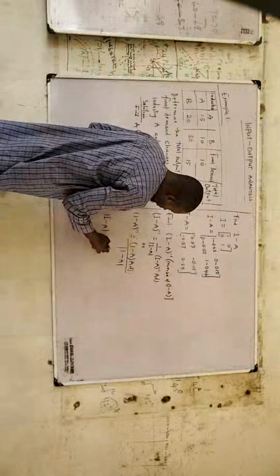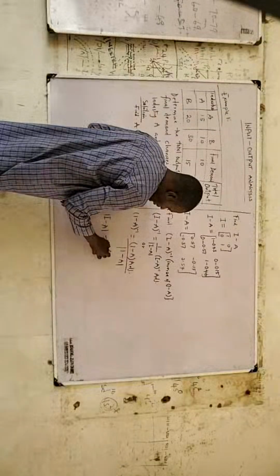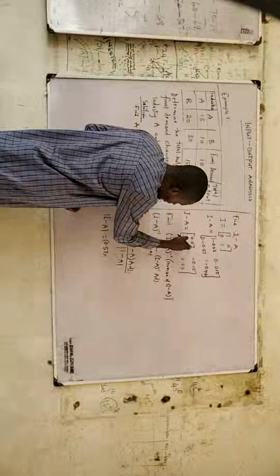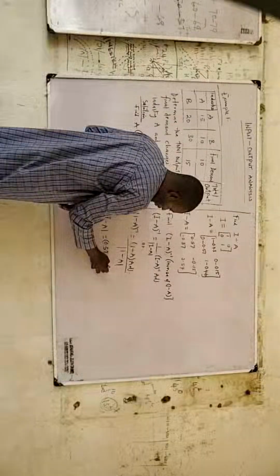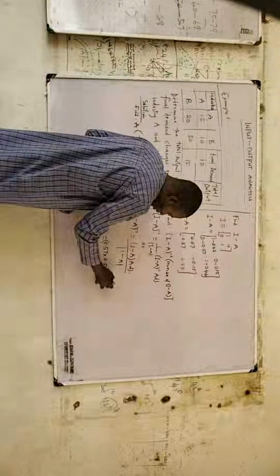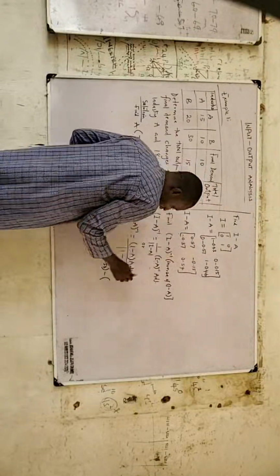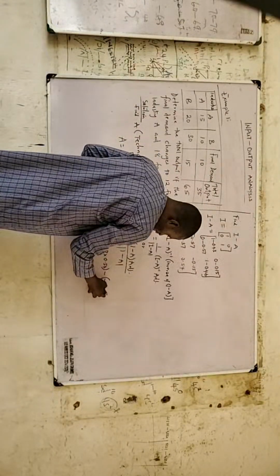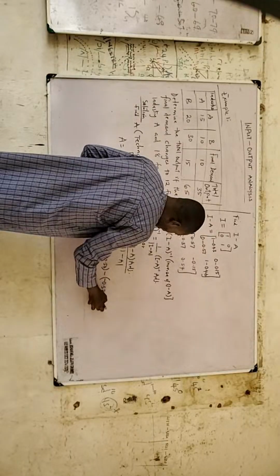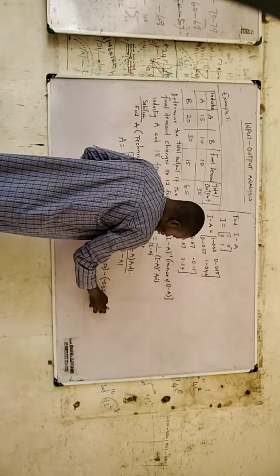And you have 0.57 times this one, 0.54, then minus. If you multiply negative and negative, it is positive. Now you have negative 0.57 times negative 0.15.